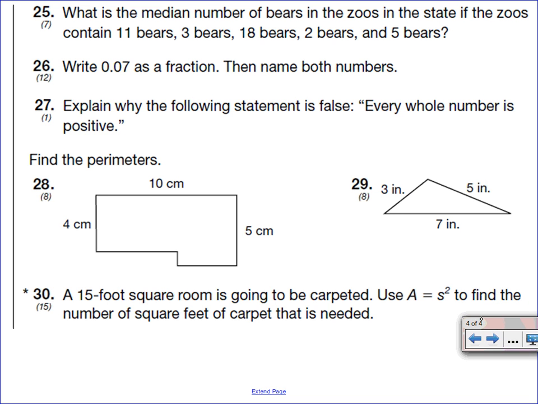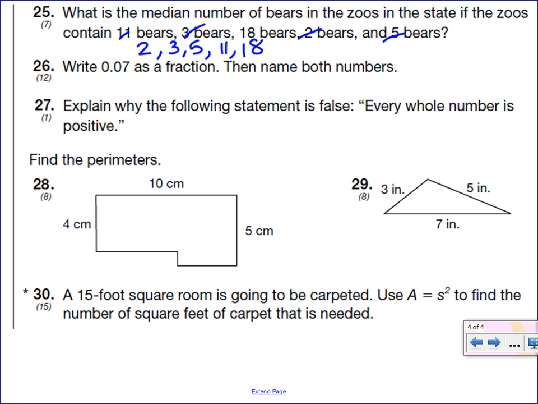What is the median number of bears in the zoos in the state if the zoos contain 11 bears, 3 bears, 18 bears, 2 bears, and 5 bears? So for median, we put them in order from smallest to biggest. So 2, 3, 5, 11, 18, and then we find the middle number. So 2 and 18, 3 and 11 get crossed out, so 5 bears is the median number.